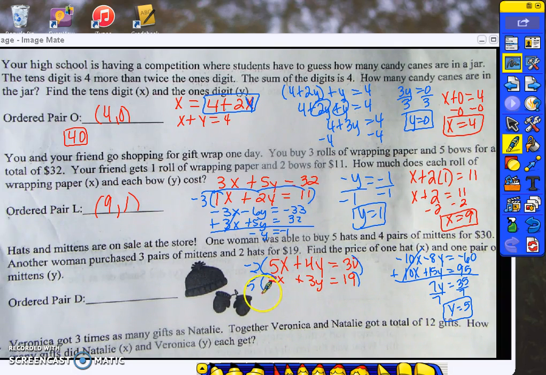She spent $19 on 3 mittens and 2 hats. 3 times 5 is 15. Subtract 15 from both sides and you'll get that 2 hats equal $4. Divide by 2 and each hat is $2. That's 2, 5. You're going to go to the right 2, up 5, and label it D.